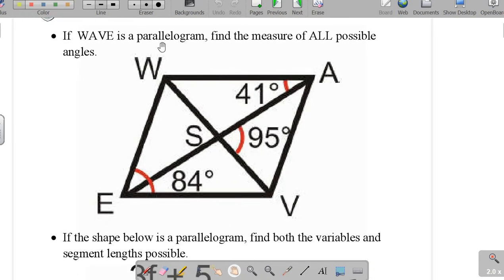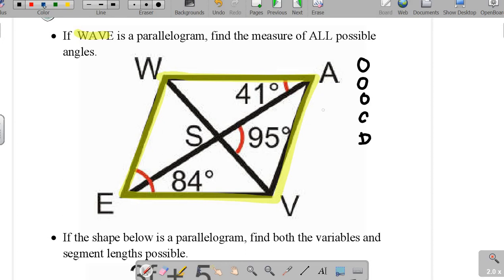It says, if WAVE is a parallelogram, find the measure of all possible angles. So in a parallelogram, opposite angles are congruent and consecutive angles are supplementary. These two relate to angles. Let's see what we can do here.